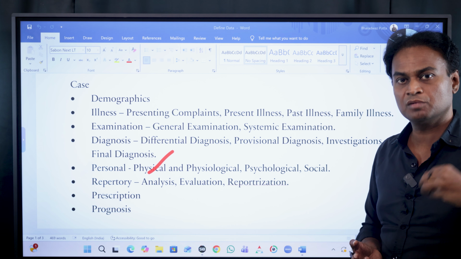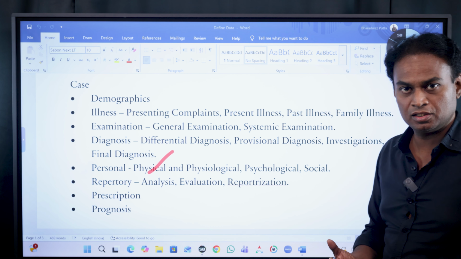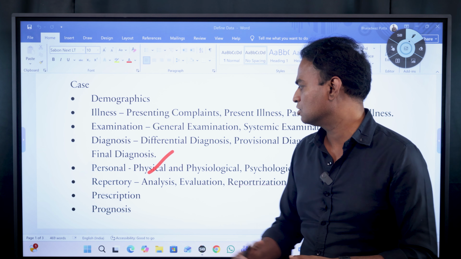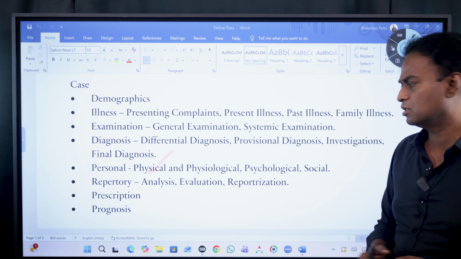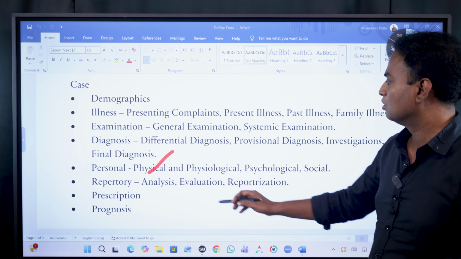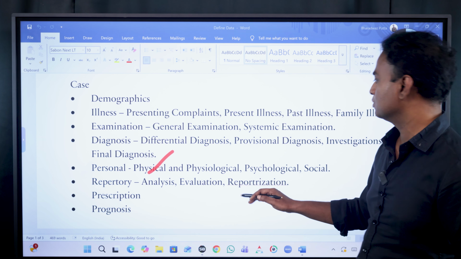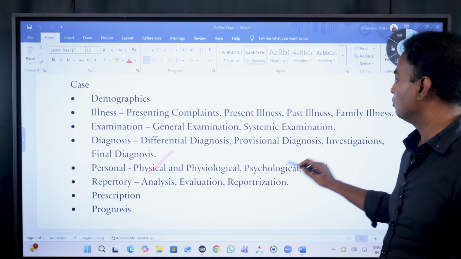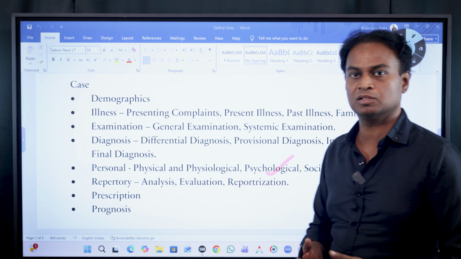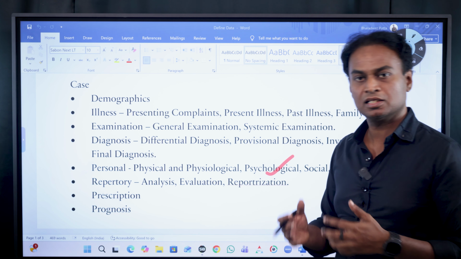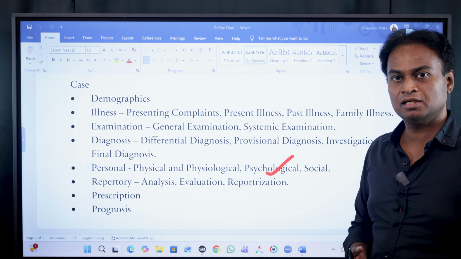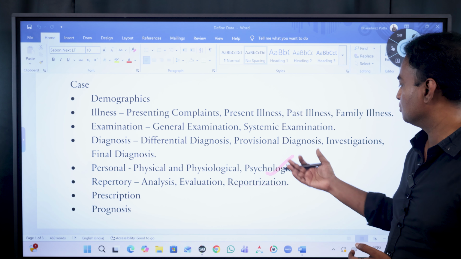How he is, what type of water he is taking, what type of food he is taking, his desires, aversions. This is purely homeopathic case taking. It can be used for other people also, but personal data includes physical, physiological data and psychological data. That means mental symptoms: will, understanding, memory, his personality, his emotions, everything comes under data.